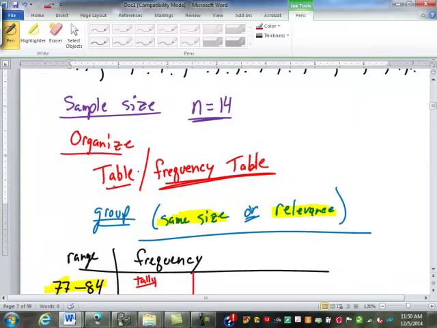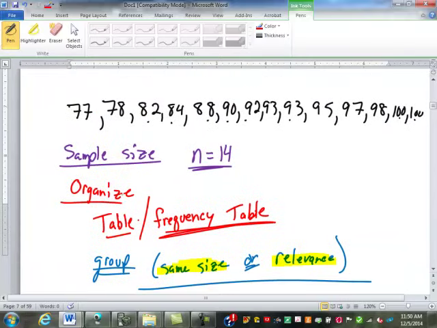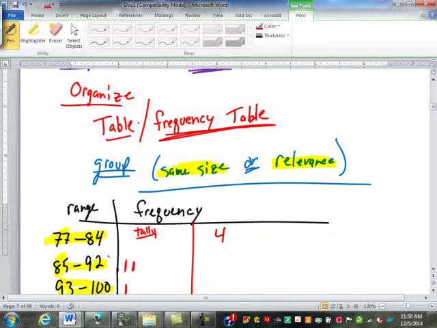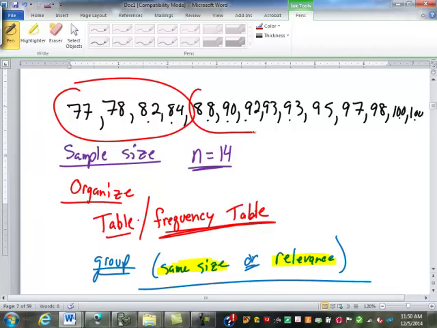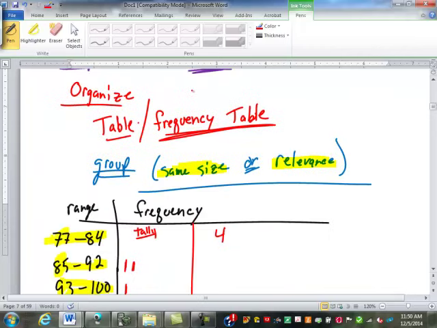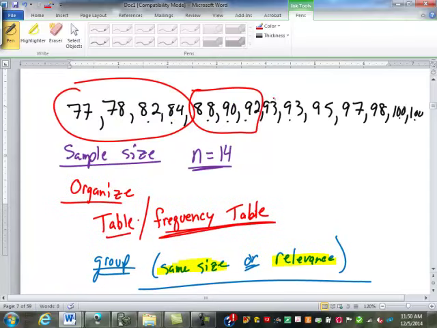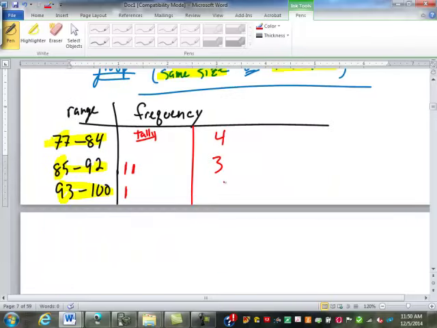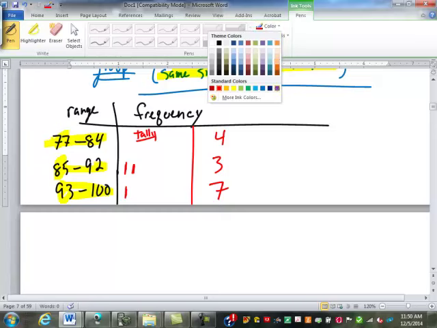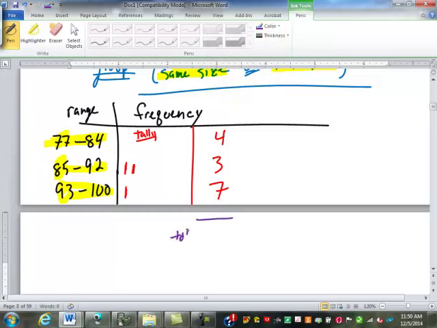Well, here we already have the numbers put in order, so we just have to go 77 to 84. There's 4 of them. 85 to 92. There's 3 of those. 93 to 100. 1, 2, 3, 4, 5, 6, 7 of those. So it's pretty easy to count them up when they're put in order. Hopefully the total here is 14, and it is. There's a total of 14. That is called the frequency.